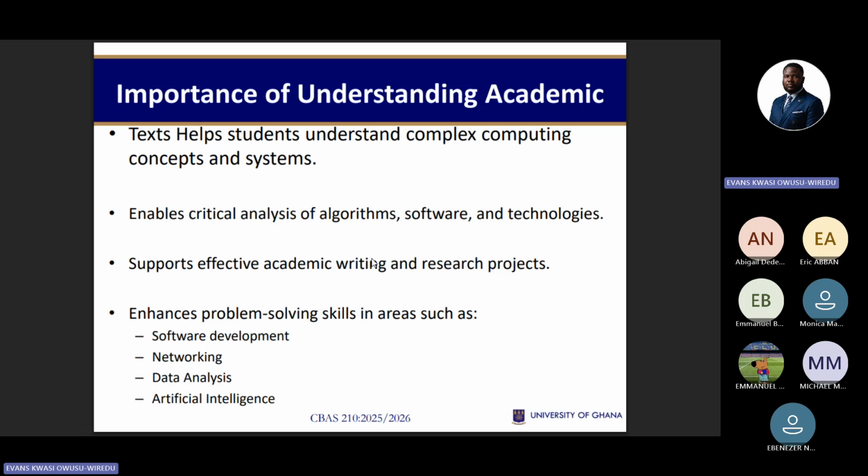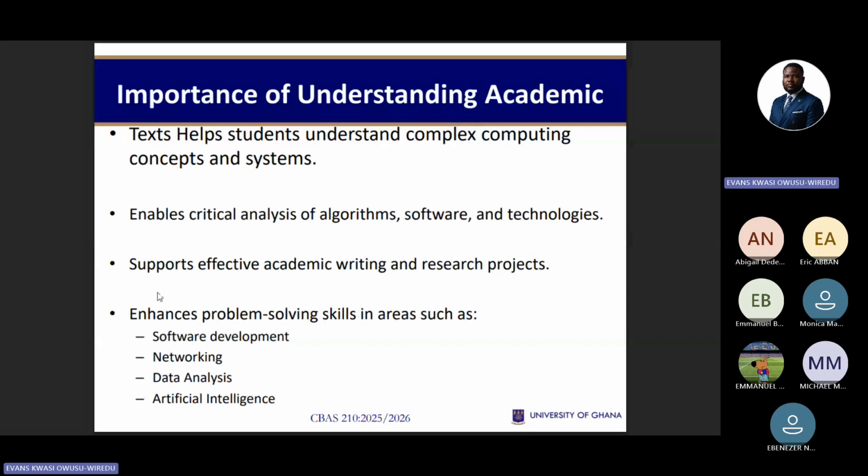So if you are able to analyze these texts, now you can move on to deeper research works, and it helps you to break down, because analysis means breaking down, right? So break down these complex structures in computing, including algorithms, software, and technologies. It helps you to break these things down to properly understand them, just by studying them.